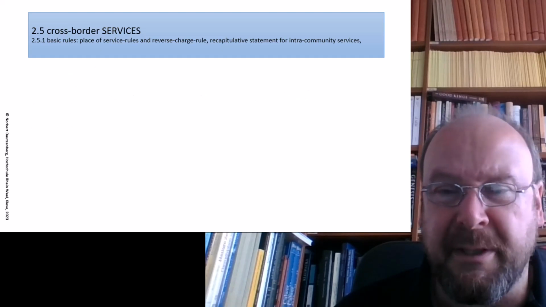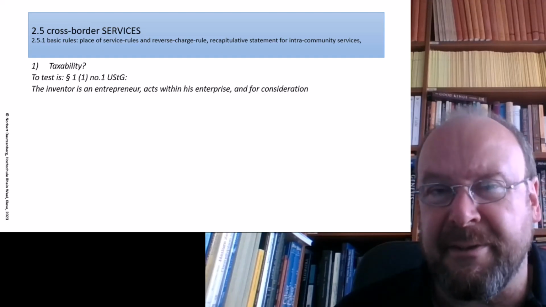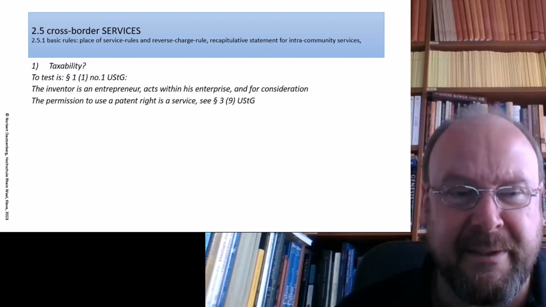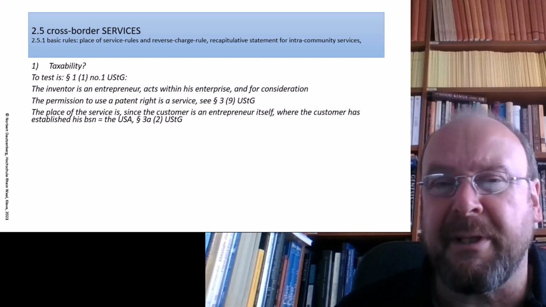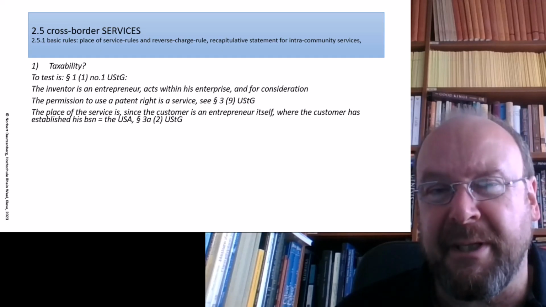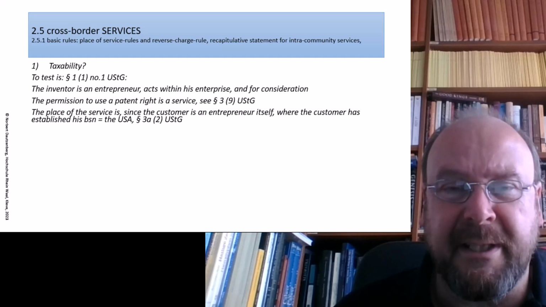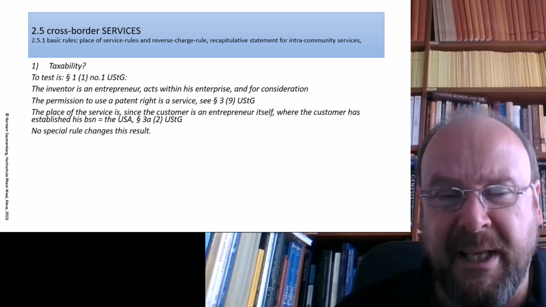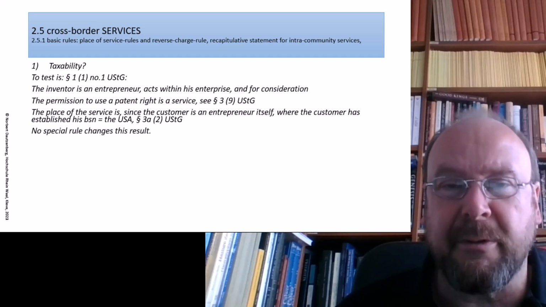We begin at the beginning. So taxability, 1.1 number 1. The inventor is an entrepreneur, acts within his enterprise, and for consideration, that's clear. Permission to use a patent right is a service. The place of this service is under the basic rule there where the customer has established his enterprise. So that's USA from the German perspective. That means no taxability in Europe.